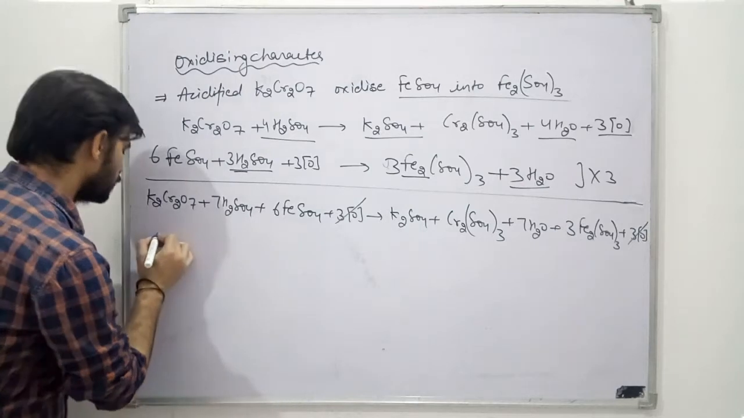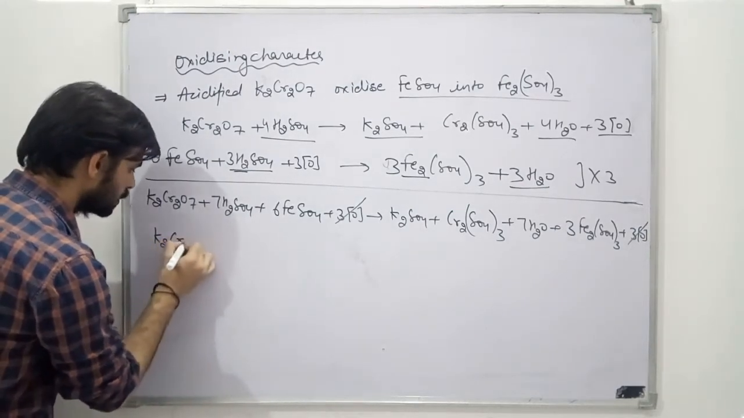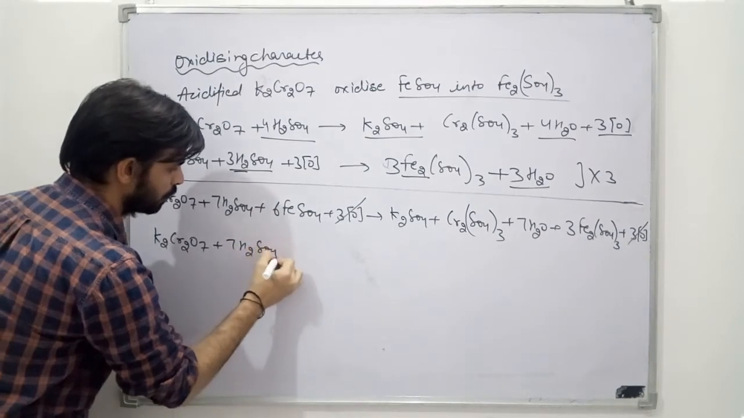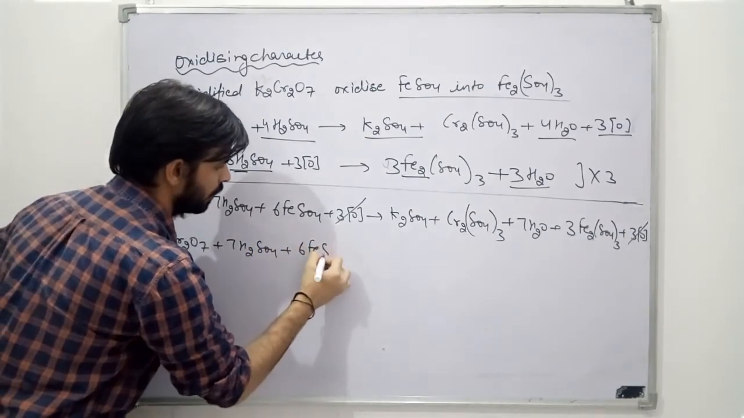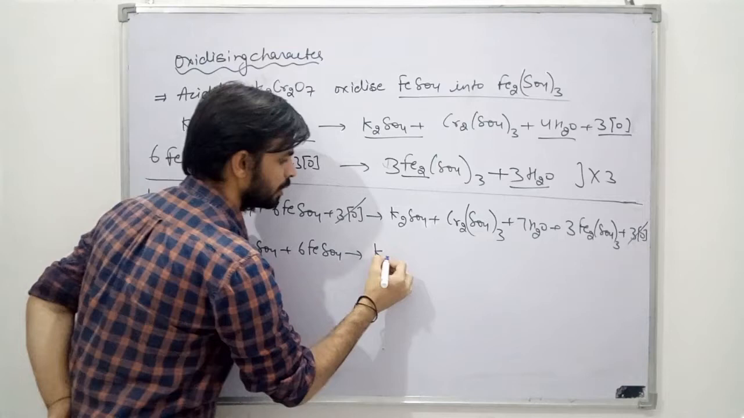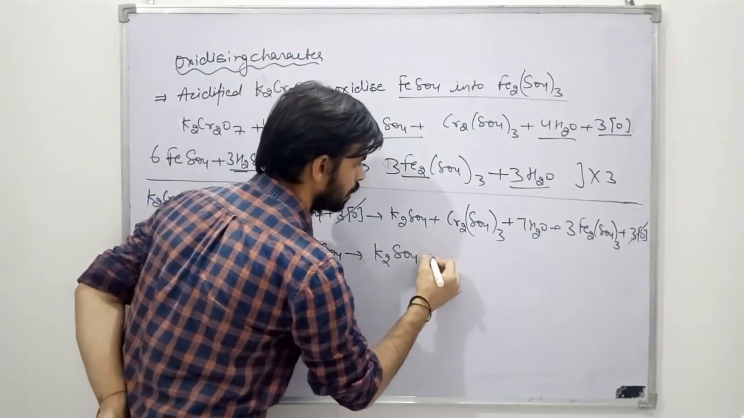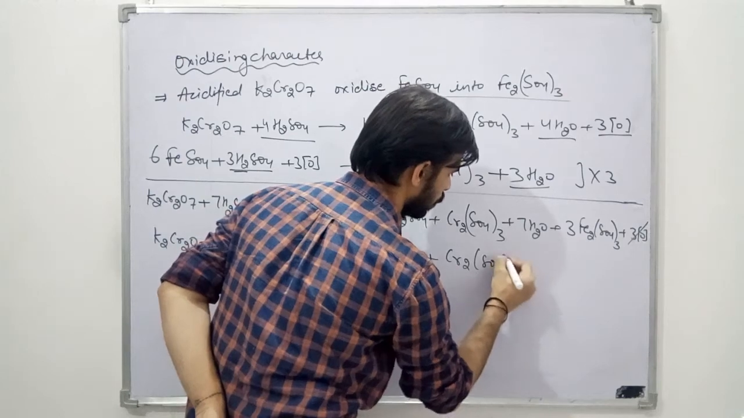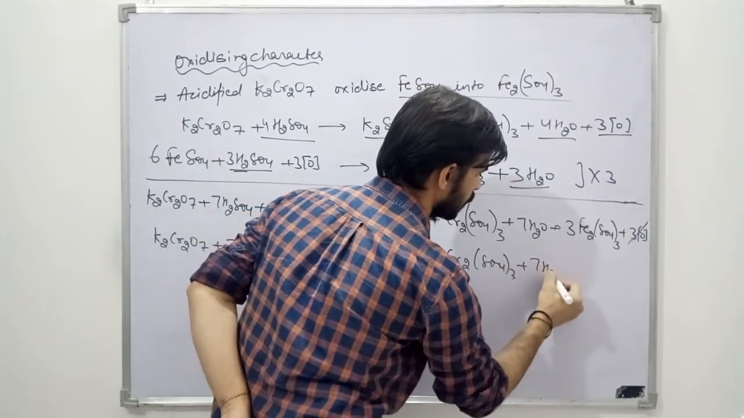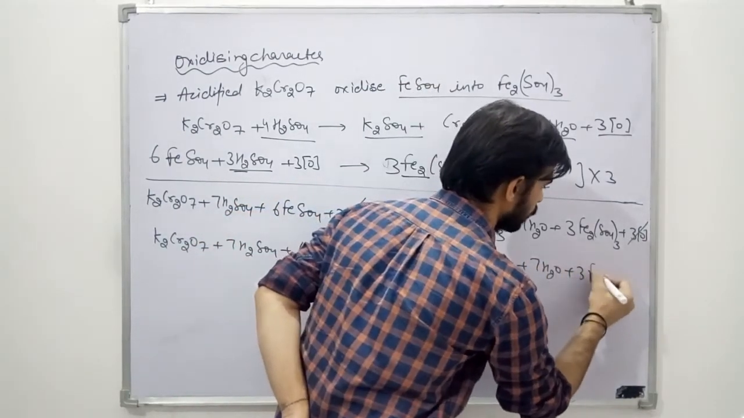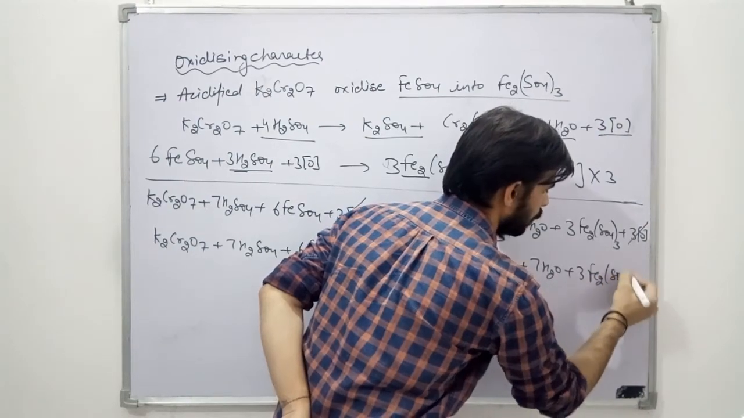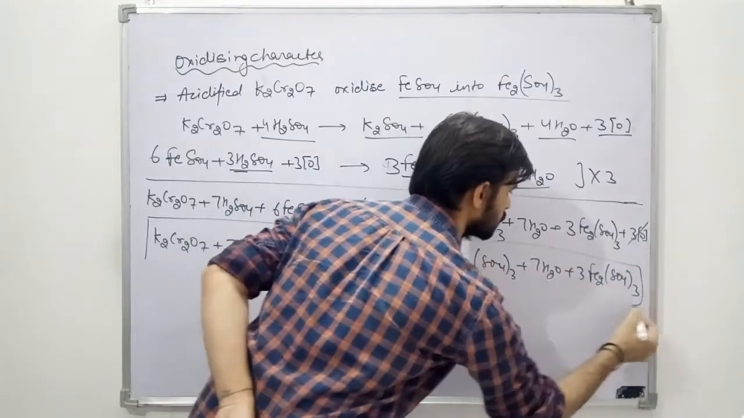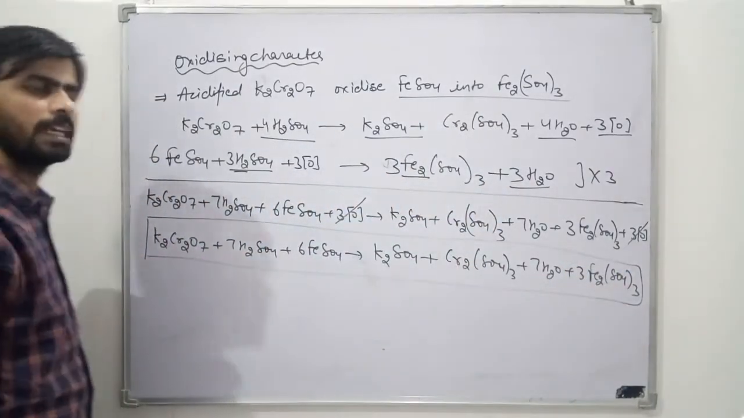So the final equation would be K2Cr2O7 plus 7 times of H2SO4 plus 6 times of FeSO4 will convert into K2SO4 plus Cr2(SO4) whole thrice, 7 times of H2O and 3 times of Fe2(SO4) whole thrice. This is your molecular equation.